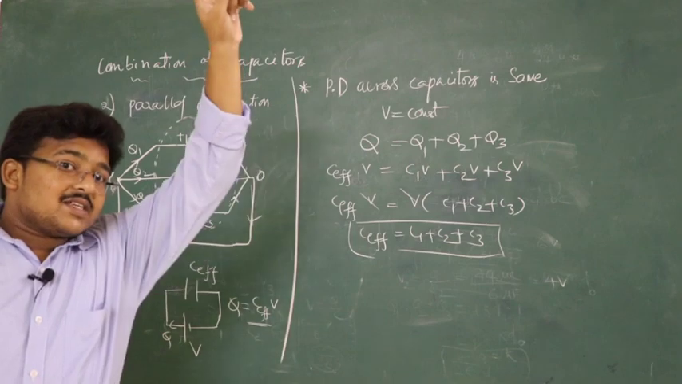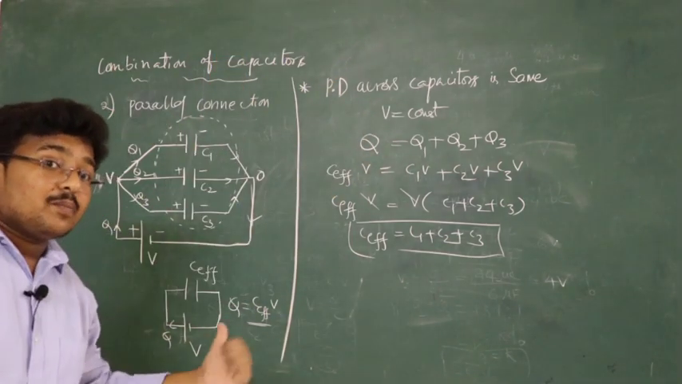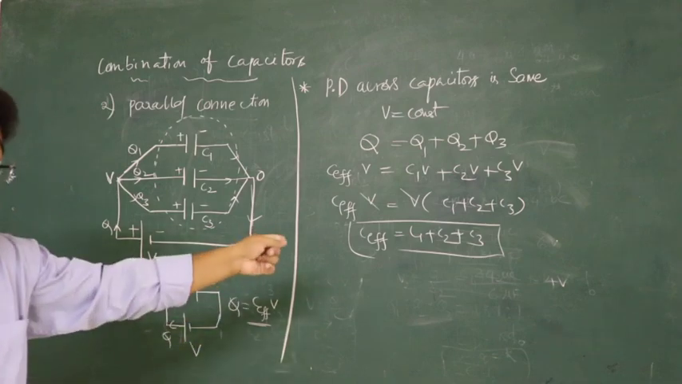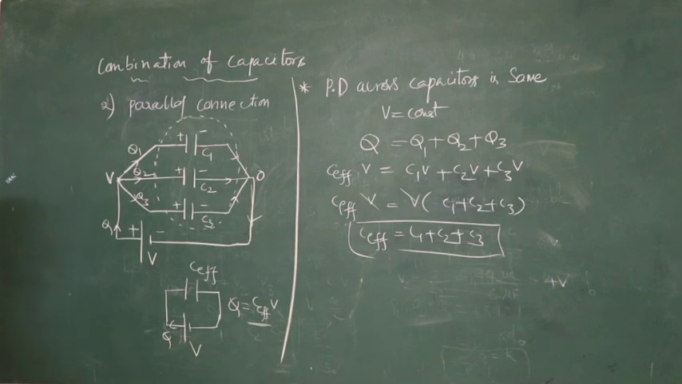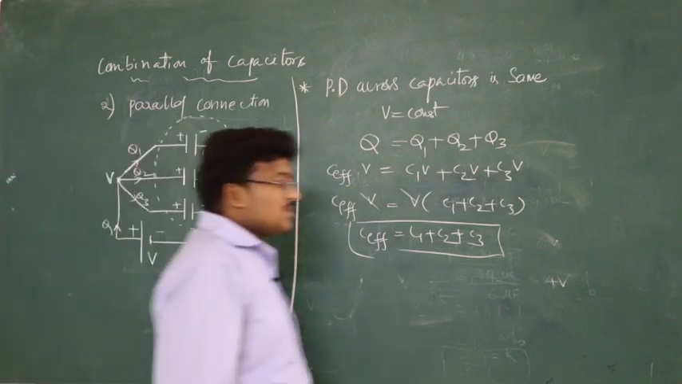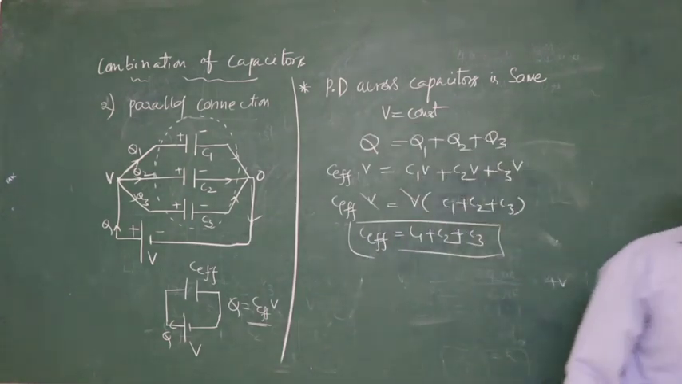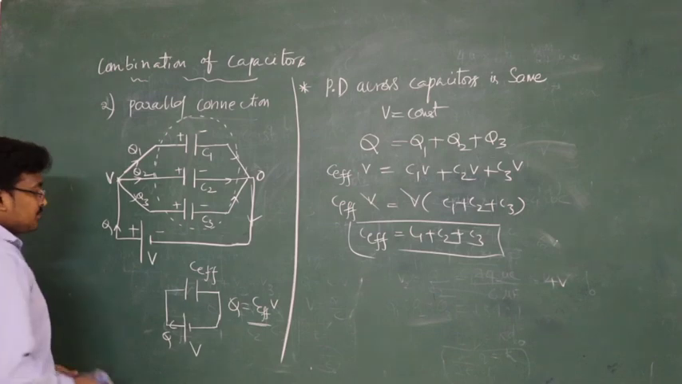See, it is the opposite of resistors: for series resistors it is R1 plus R2 plus R3, but for capacitors in parallel connection it is C1 plus C2 plus C3. Okay, so this is how to find the effective capacitance for the parallel plate capacitors, right? We will see with an example.